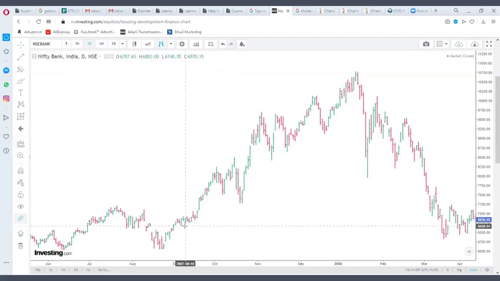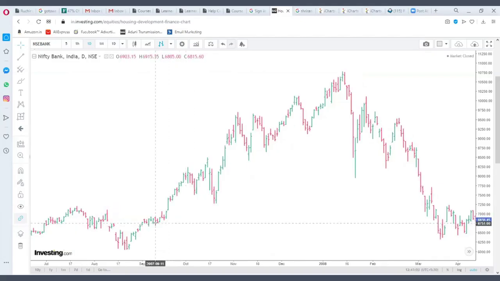15th September, and 15th September is somewhere here. Okay, and now I will see the exit degree 45. The date is coming around 10th of December.